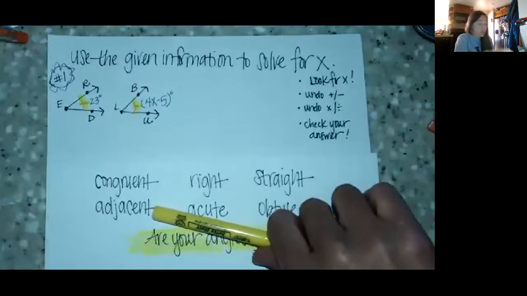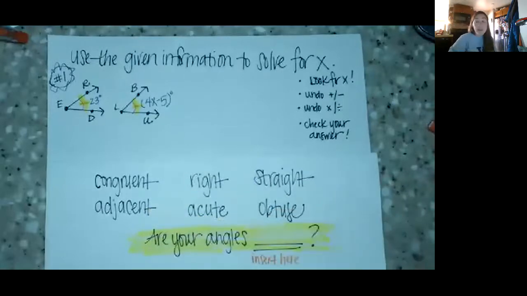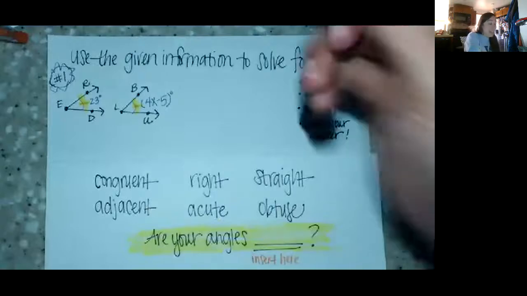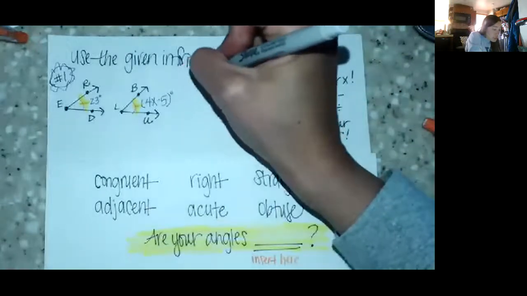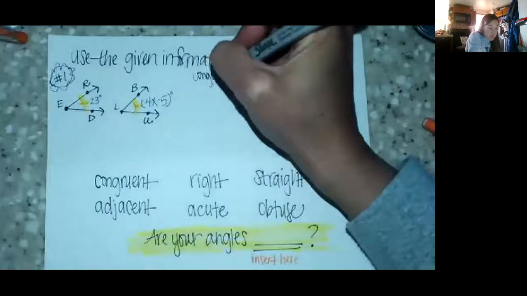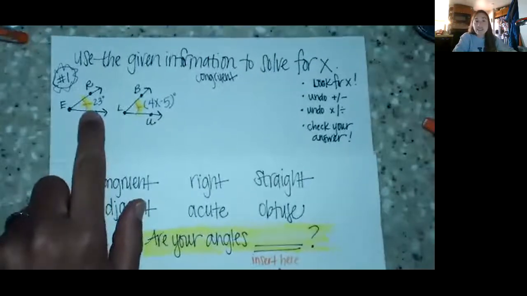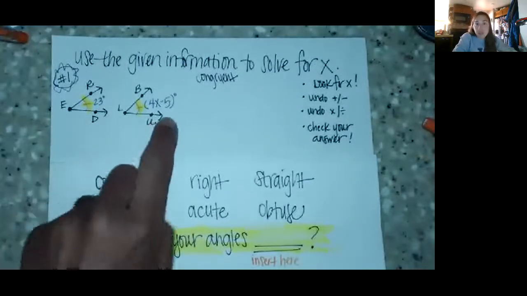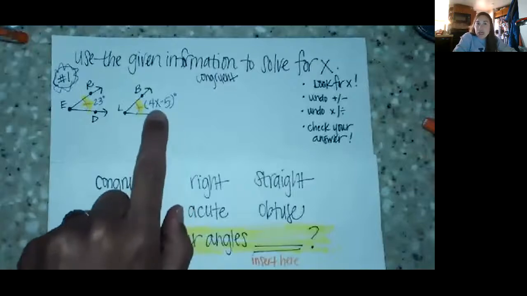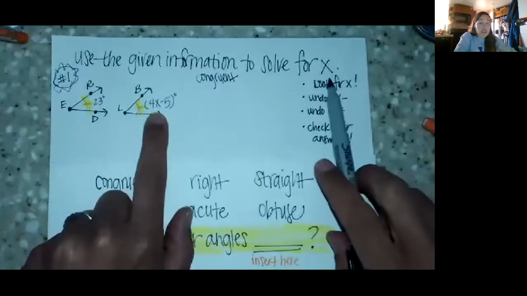So we're going to use the relationship of them being congruent and acute to help us build an equation. If these two angles are congruent, or the same, then the two angles should equal each other. So if angle RED is 23, then BLU should be 23. But did you notice how angle BLU has 4x minus 5 there for the degrees instead of 23? So we're going to figure out what X is using those relationships.